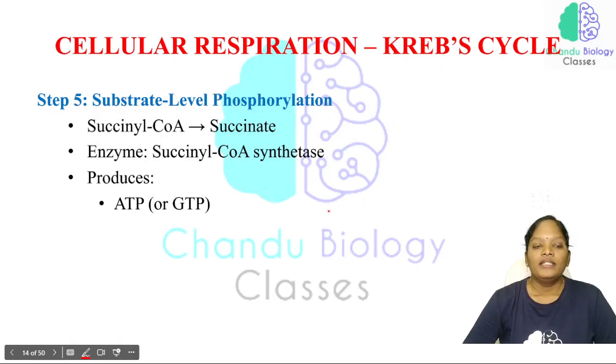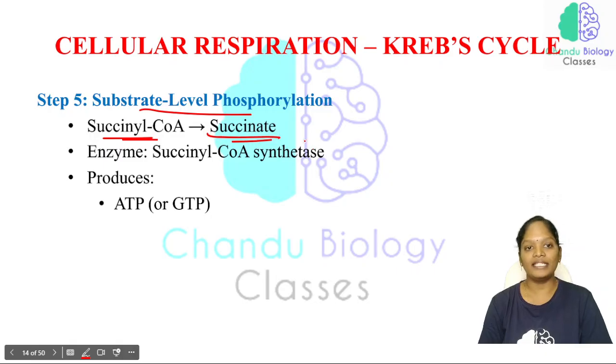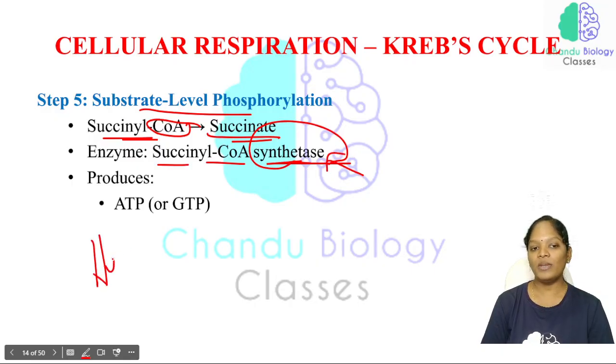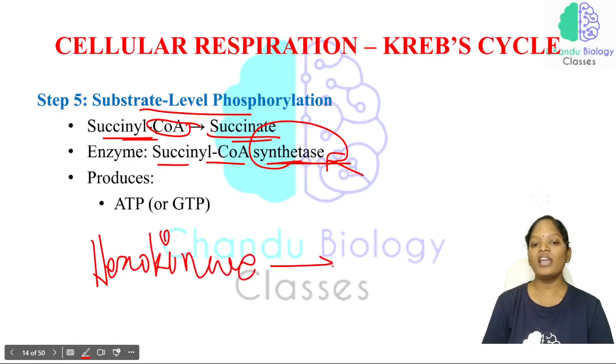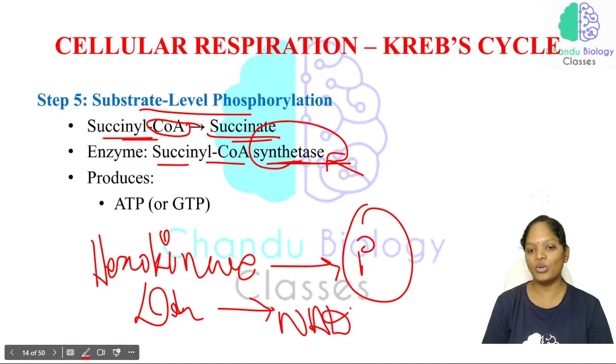Now the fifth step is substrate level phosphorylation. Succinyl CoA converts into succinate, so here also the CoA has been removed with the help of succinyl CoA synthetase. Like hexokinase, whenever an enzyme ends with the suffix kinase, it is involved in adding a phosphate group. In the same way, with dehydrogenase, definitely there will be production of NADH, no doubt about that.